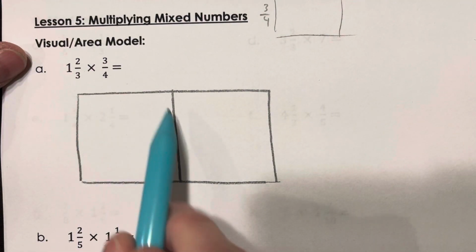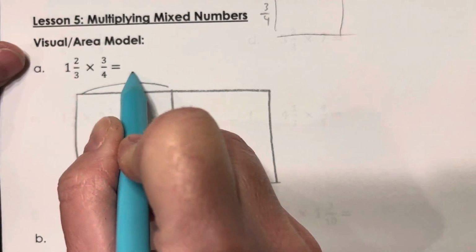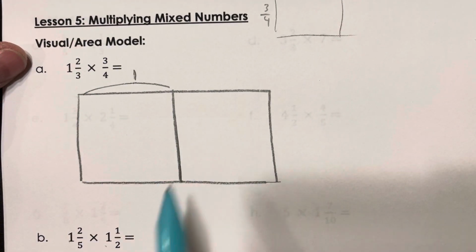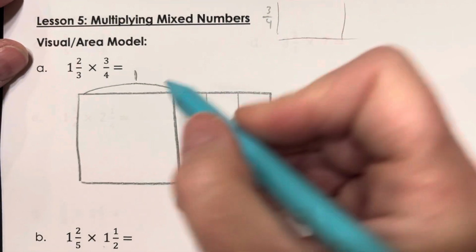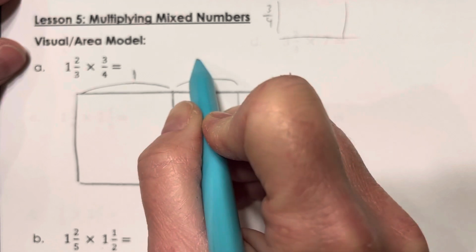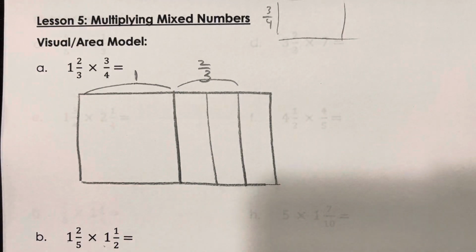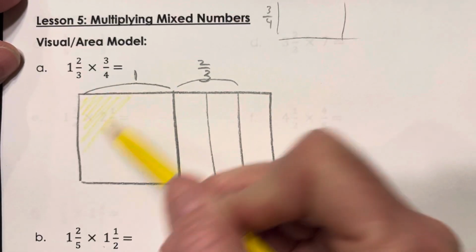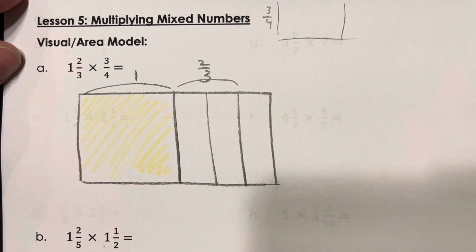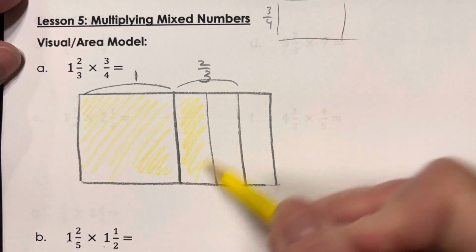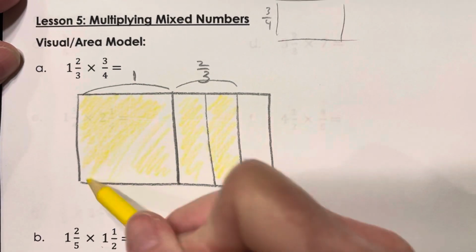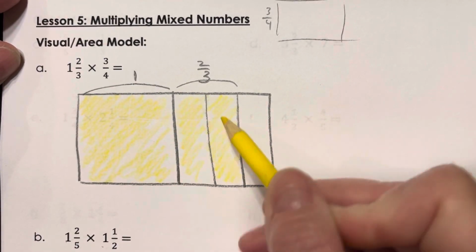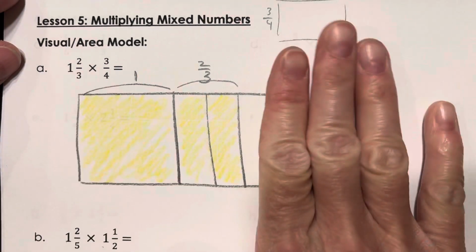So right now this is 1, right? And now I need 2/3 of this other one. So I'm going to go ahead and cut this up into thirds, and I only need this little piece right here. So to show my 1 2/3, I would color this entire piece here. Here's the 1, and then 2/3 of this other one. Okay, so far so good.